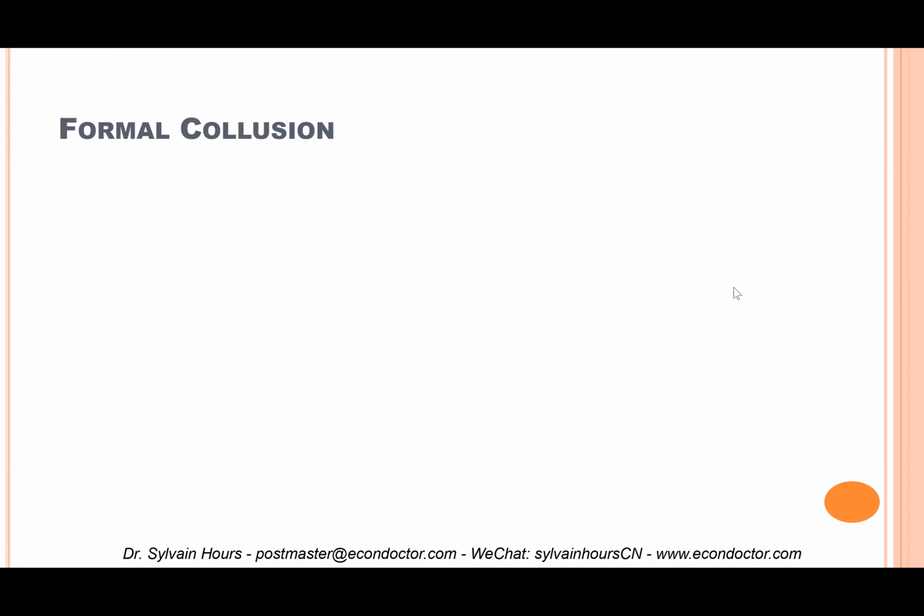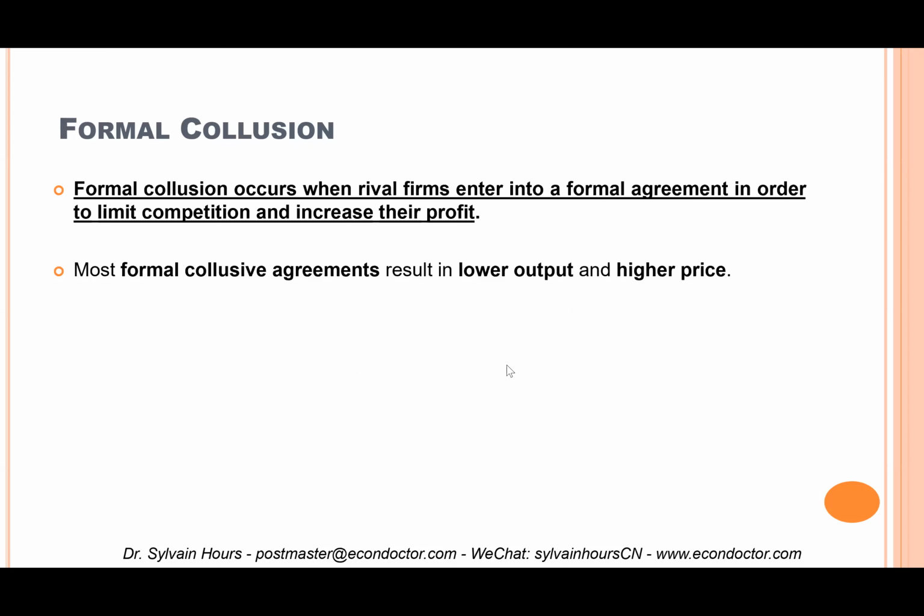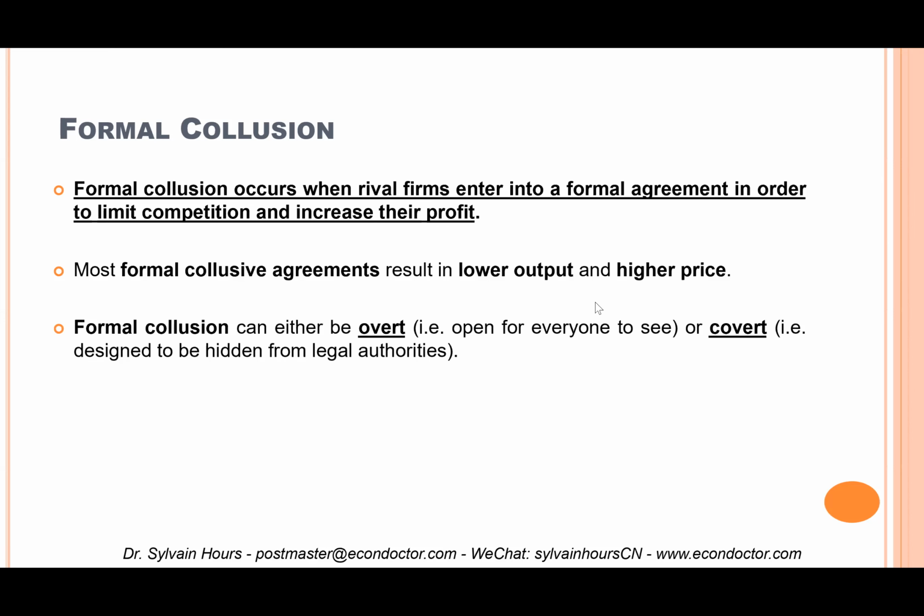There are two main types of collusion: formal collusion and tacit collusion. Formal collusion is when they formally agree. There is a meeting, or at least a form of direct communication, and they formally agree to limit competition in order to increase profit. Usually, because they increase prices, the output that they sell tends to be lower. So, low output and higher prices.